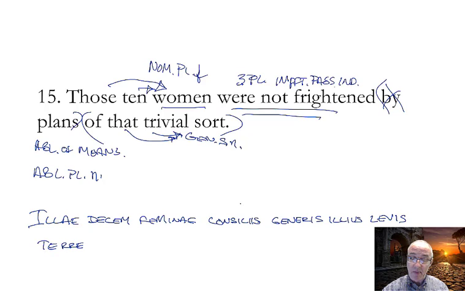Terre, there's my stem. Ba is the tense indicator for the imperfect. Terrebantur, or non terrebantur, I've got to stick that not. We're not frightened. Those 10 women, illae decem feminae, by plans of that trivial sort, conciliis generis illius levis, were not frightened. Non terrebantur.